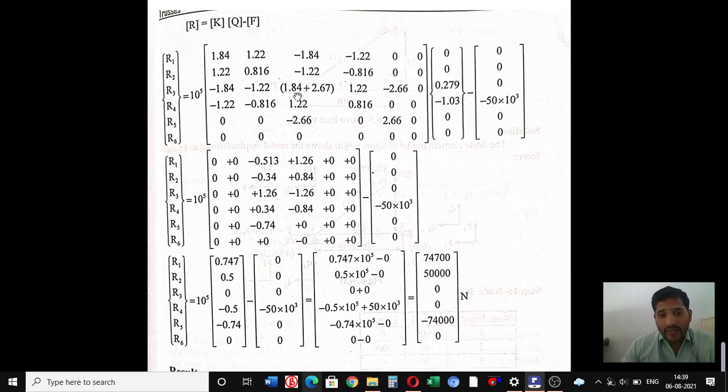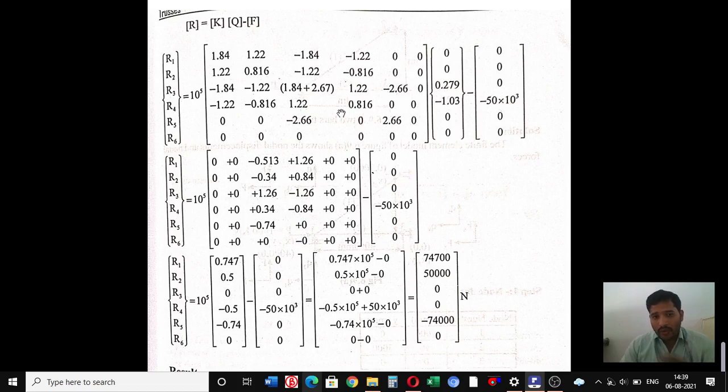So if you add this value, 1.84 plus 2.67, after that you need to multiply with 0.279, it becomes 1.26. Again 1.22 into 0.279, it becomes 0.34. Minus 2.66 into 0.279, it becomes minus 0.74. 0 into 0.279, it becomes 0.